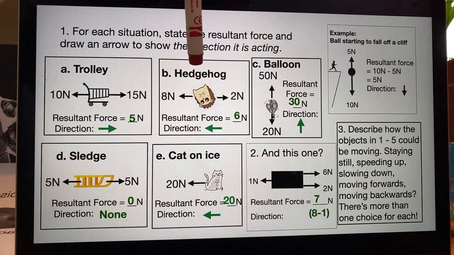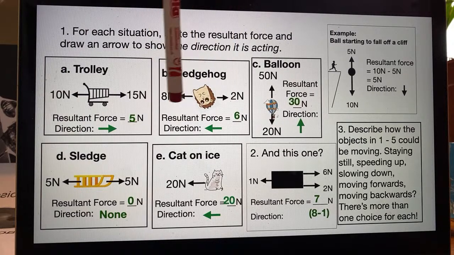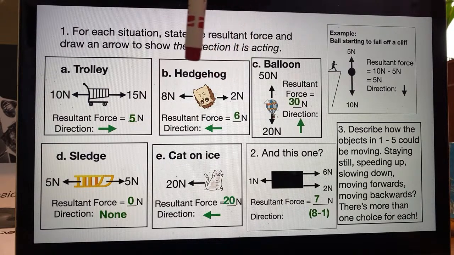Same with this hedgehog. The assumption is, isn't it, that it's rolling to the left because the resultant force is 6 newtons to the left. But it could be slowing down as it rolls to the right. It could have some friction acting on it. Same with the balloon. This is making my brain bend too much.